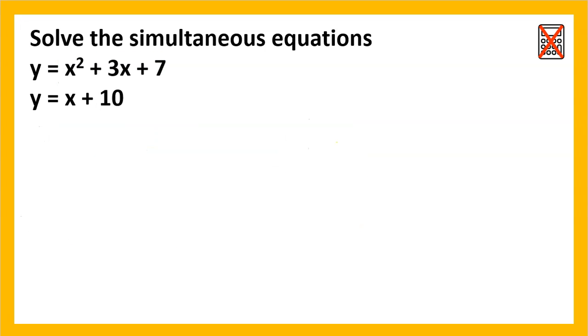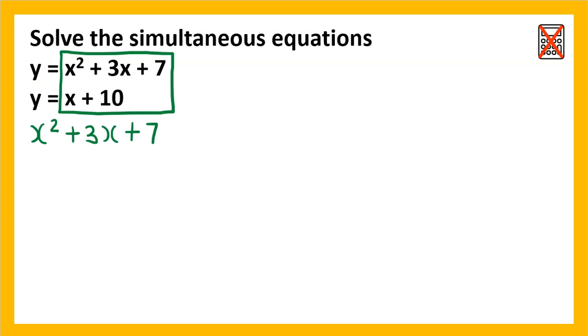Next, we have the intermediate question, which has a slight increase in difficulty, but can be solved in the same way. If we're told that y is equal to x squared plus 3x plus 7, and y is also equal to x plus 10, we can make these two expressions equal to each other. x squared plus 3x plus 7 is equal to x plus 10. Make equal to 0 so that we can solve to find our solutions for x. We can subtract x and 10 from both sides.